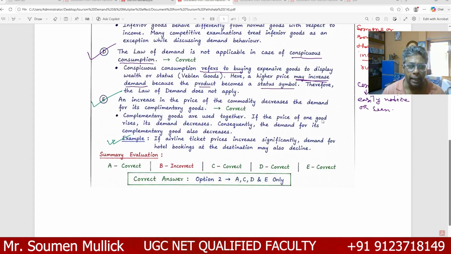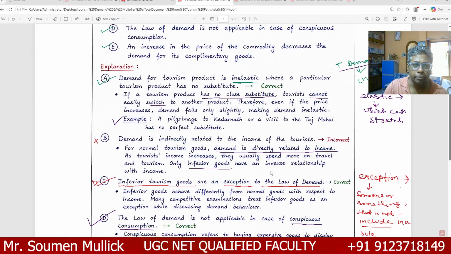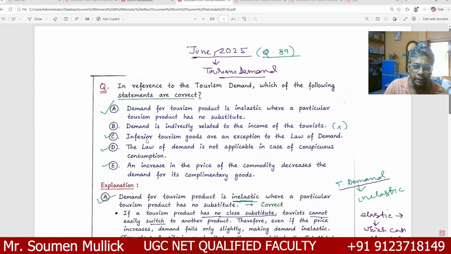Next statement: an increase in the price of a commodity decreases the demand for its complementary goods. This is correct. Complementary goods are used together. If the price of one good rises, its demand decreases, and consequently the demand for its complementary goods also decreases. For example, if airline ticket prices increase significantly, the demand for hotel booking at the destination may also decline. So statement A is correct, B incorrect, C correct, D correct, E correct. This is the question based on tourism demand.